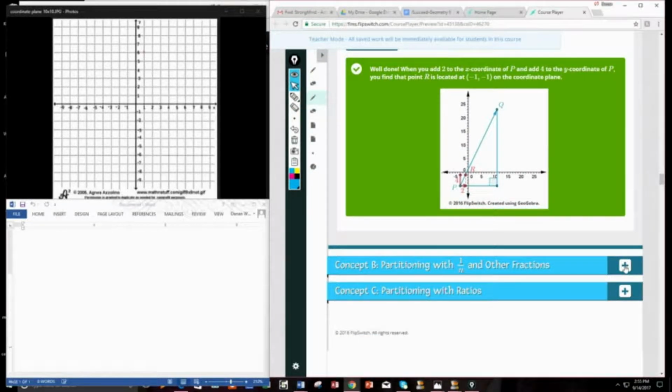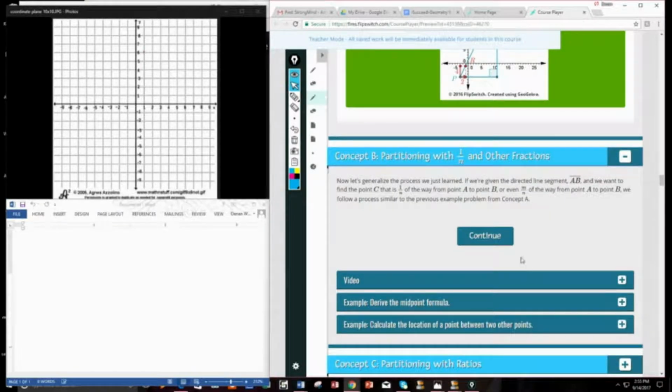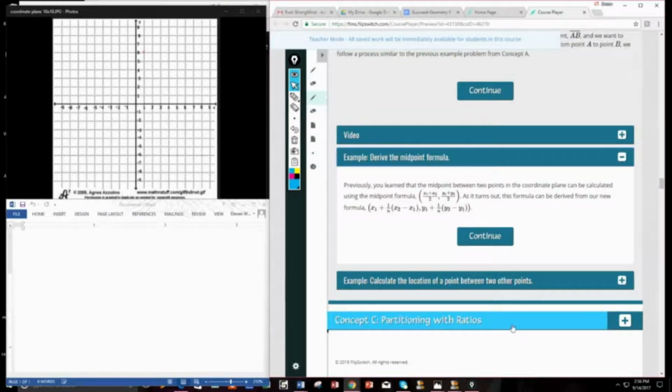Now, concept B. Partitioning with 1/n and other fractions. Alright, derive the midpoint formula. Previously, you learned that the midpoint between 2 points in the coordinate plane can be calculated using the midpoint formula: x1 plus x2 divided by 2, comma, y1 plus y2 divided by 2.